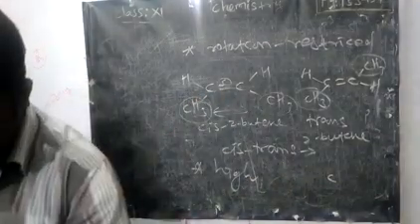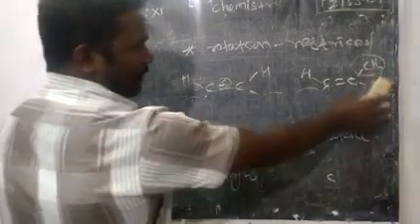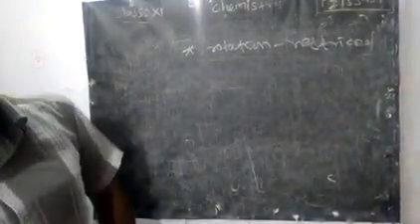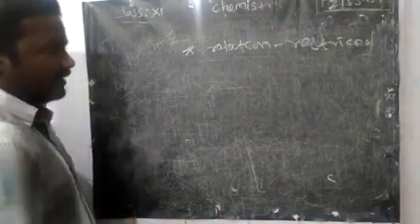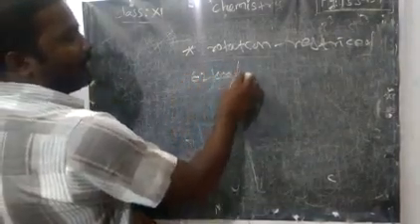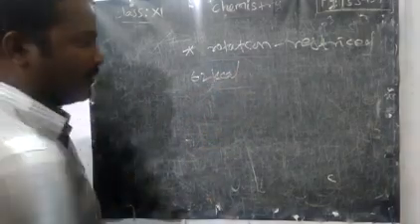So because of this, you can convert cis into trans. That also we will see. How much energy do we need? Nearly 62 kilocalorie per mole, to convert one form to another form.